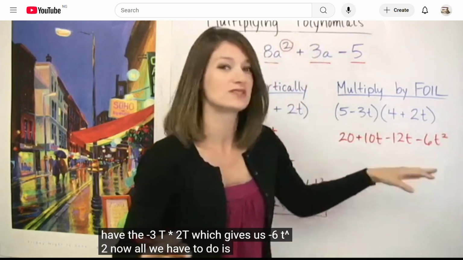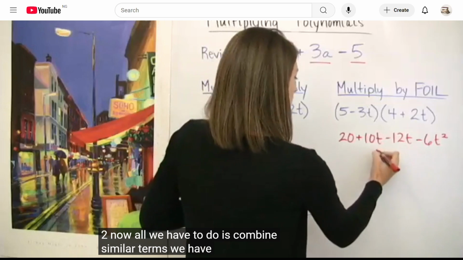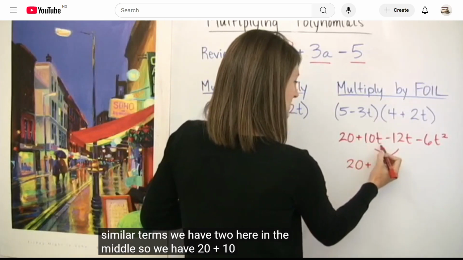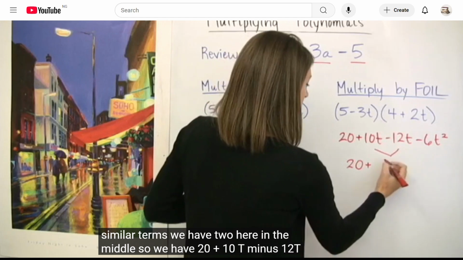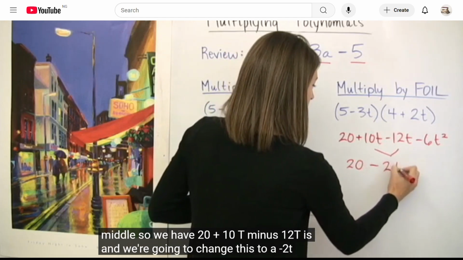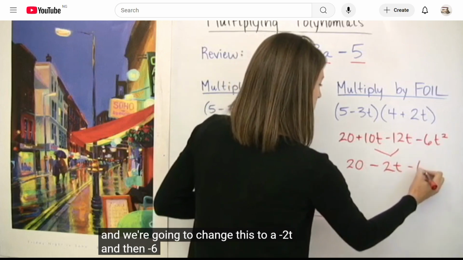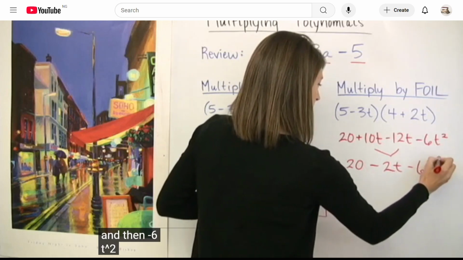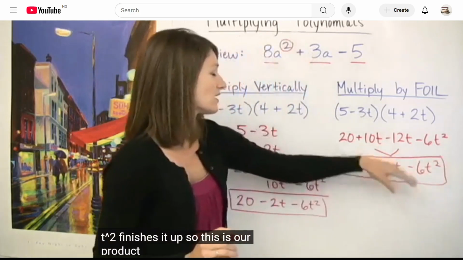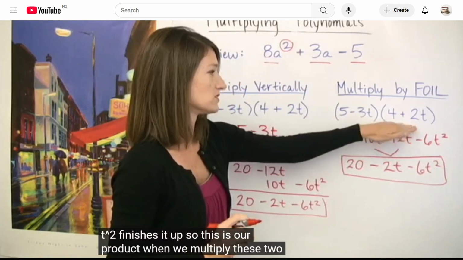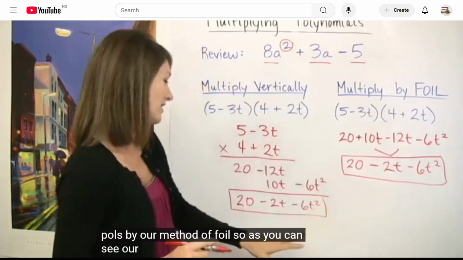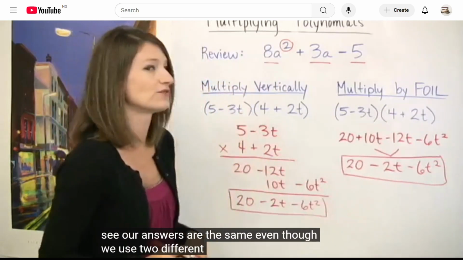Now all we have to do is combine similar terms. We have 2 here in the middle, so we have 20 plus 10t minus 12t is, here we're going to change this to a negative 2t, and then negative 6t squared finishes it up. So this is our product when we multiply these 2 polynomials by our method of FOIL. So as you can see, our answers are the same even though we use 2 different methods.